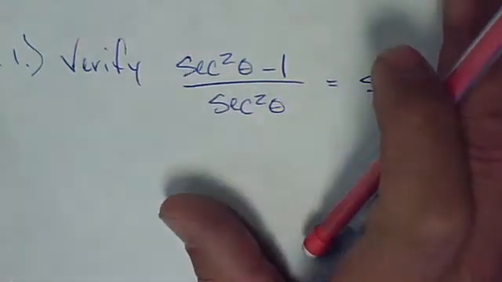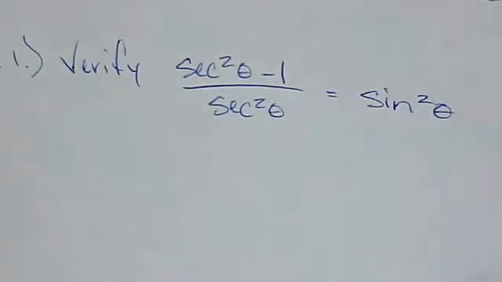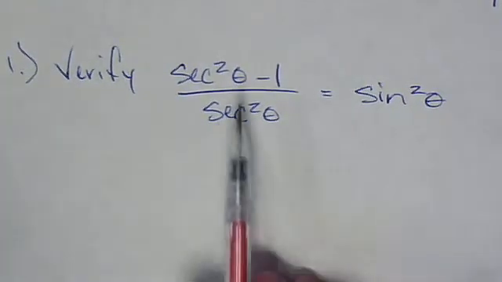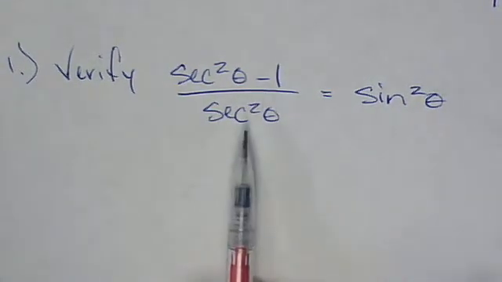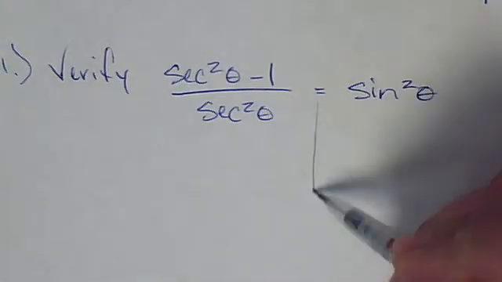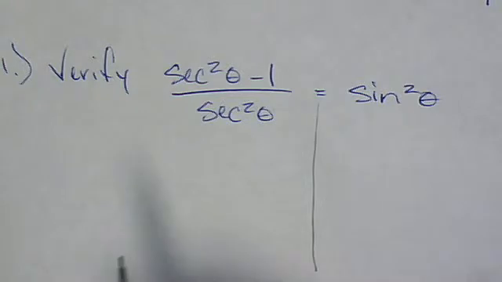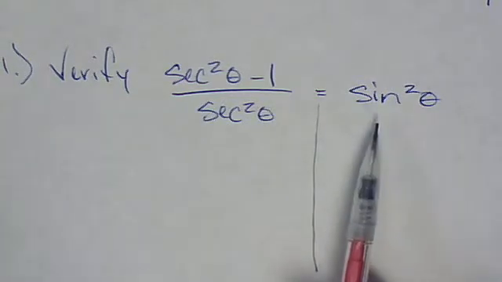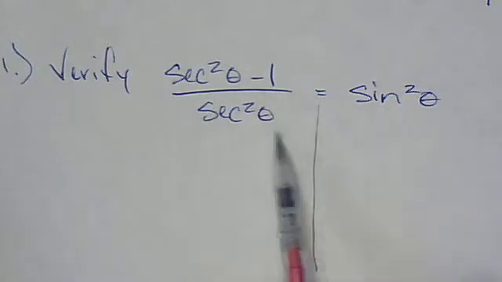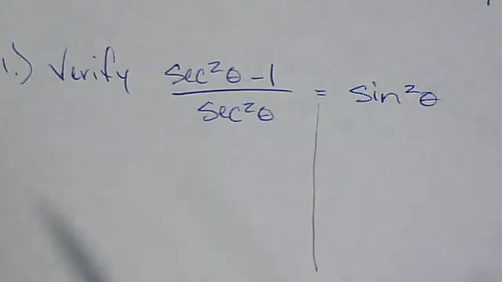We're going to verify that secant squared minus 1 over secant squared equals sine squared. So divide it into two equal parts. Now this right side here is fairly simplified, so we may not even touch it, but I'm going to start simplifying this left side and see if I can reach a point where it equals the right side.